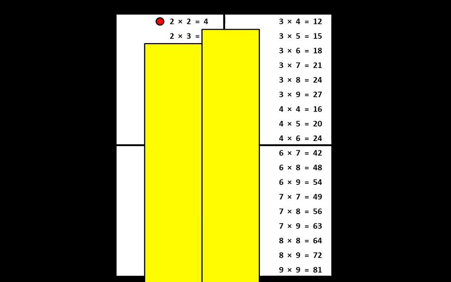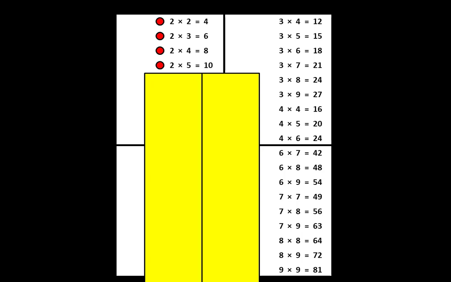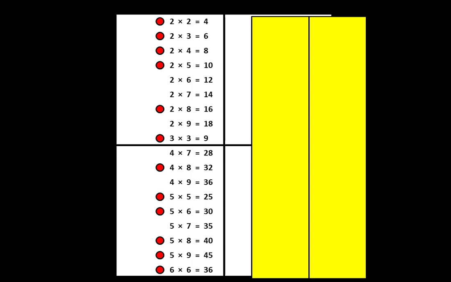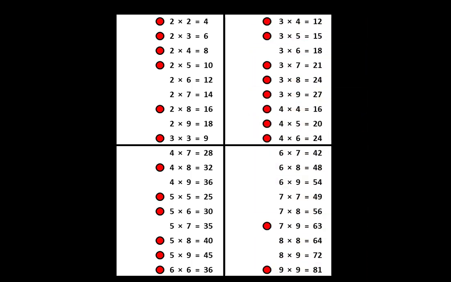Then you continued. You moved to the next one, said the product aloud, checked it, and if it was correct, placed a dot next to it. Then you continued down the list, checking and placing dots when you were correct. But if you didn't know, or checked and it was wrong, then you did not place a dot. You kept going all the way through the list, and you did this on both sides. That was the first time through.